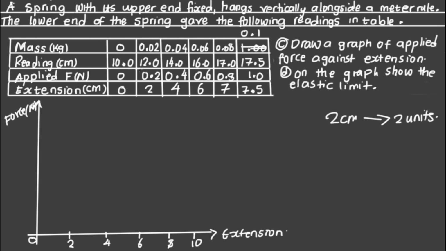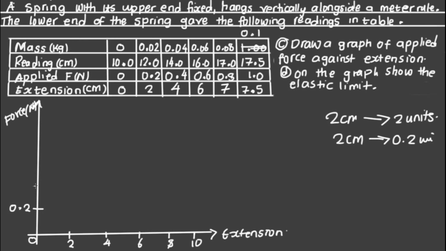Now for applied force, this will be 2 centimeters to represent 0.2 units, because we can see that from 0 to 0.2, 0.2 was added, 0.2 to 0.4, 0.2 was added, 0.4 to 0.6, 0.2 was added, 0.6 to 0.8, 0.2 was added, 0.8 to 1 is still 0.2. So the number is the same. That's the one that we are going to use.